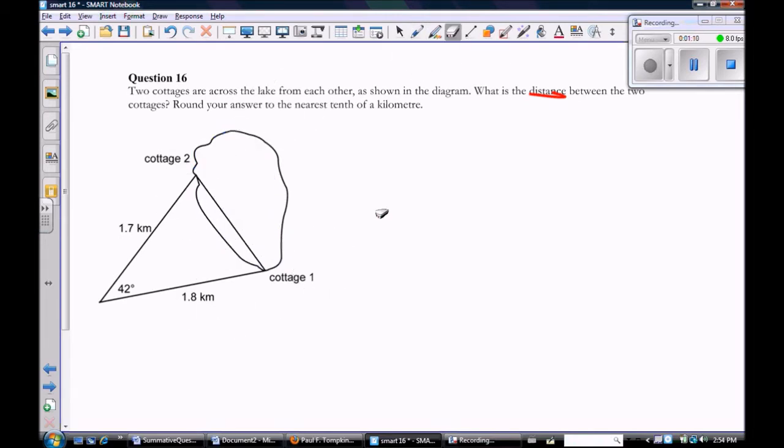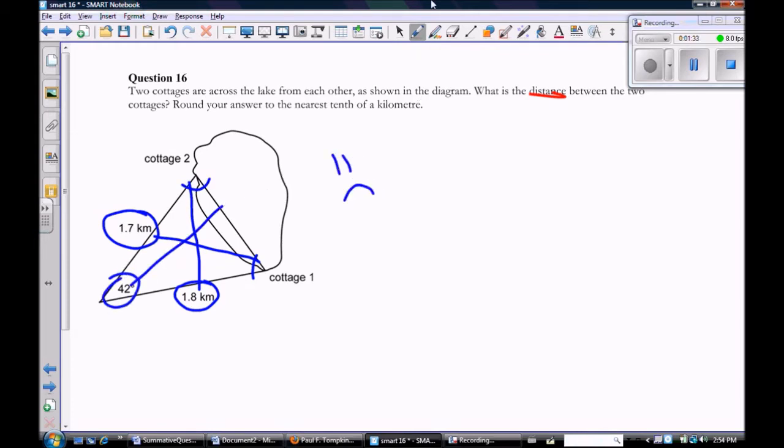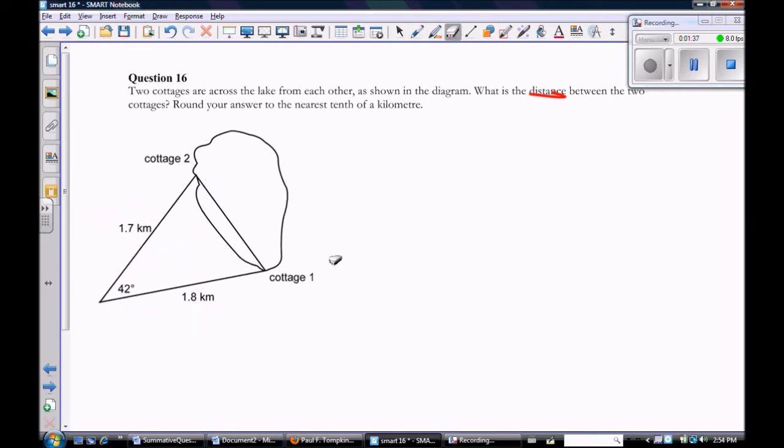As a general rule, you use the sine law if you can, and if nothing else works, then you use the cosine law. So let's see if I can use the sine law. I have this side, but I don't know the opposite angle. This side, but I don't know the opposite angle. I have this angle, but I don't know the opposite side. So that means I can't use the sine law, and that means my only choice is to use the cosine law.